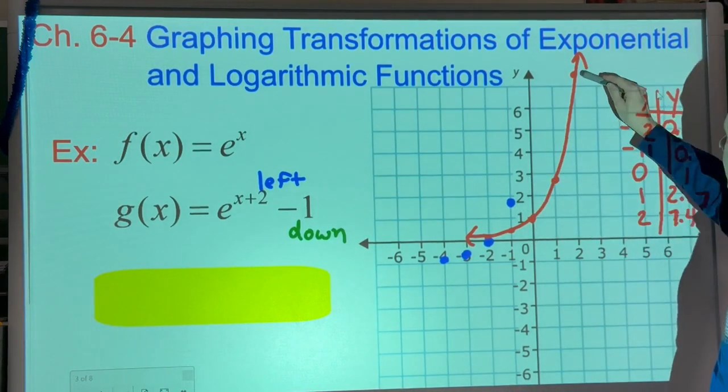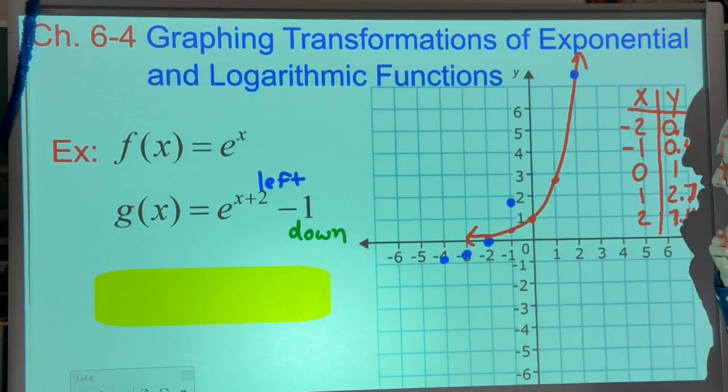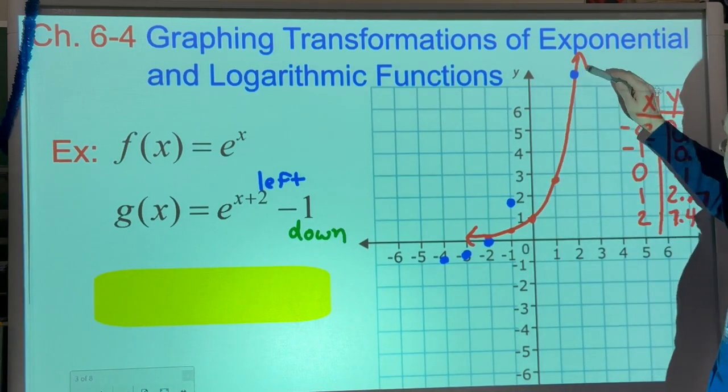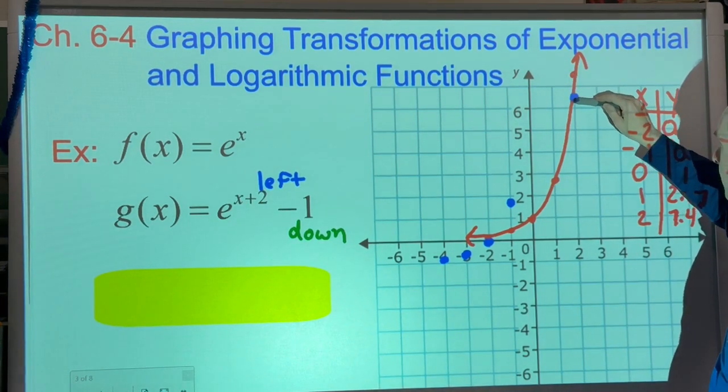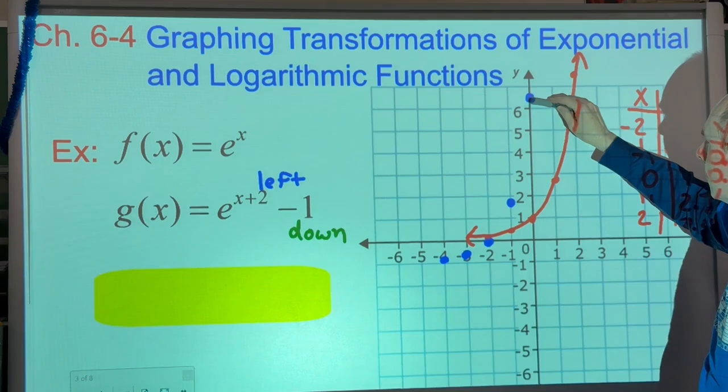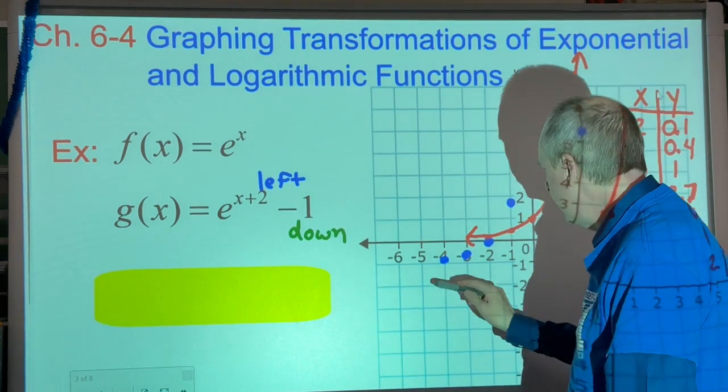At 1 and 2.7, I go down 1 to 1.7 and left 2. And lastly, we were up here at 2 and 7.4. Didn't quite fit on my graph, but now because I'm going down 1, I'm at 6.4 and over 2. There we are, big blue. Here's my graph.